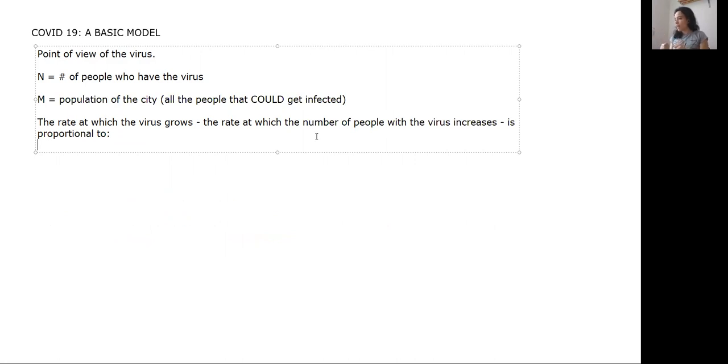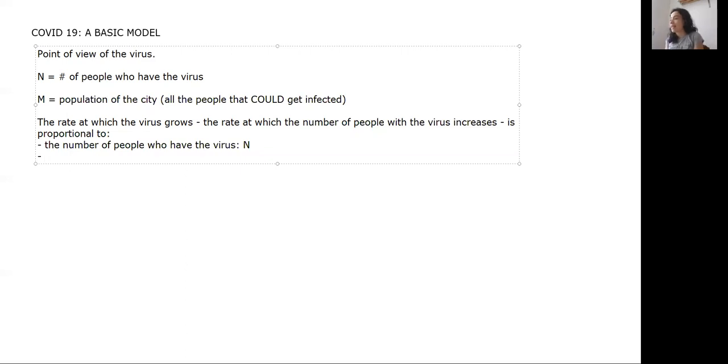Does everyone understand that? Yeah, because if there's just one person, that person can only infect the people that are around them. Whereas if you have 10,000 people, then those 10,000 people can then infect a bunch of other people, right? So this is going to be proportional to the number of people who have the virus, and that is the number N, right? So this is the function that I'm looking at. That's the value that I defined over here.